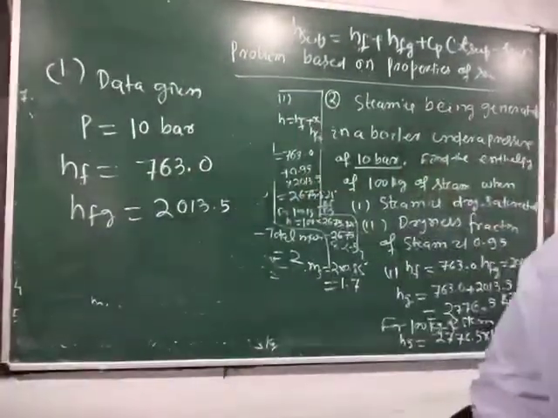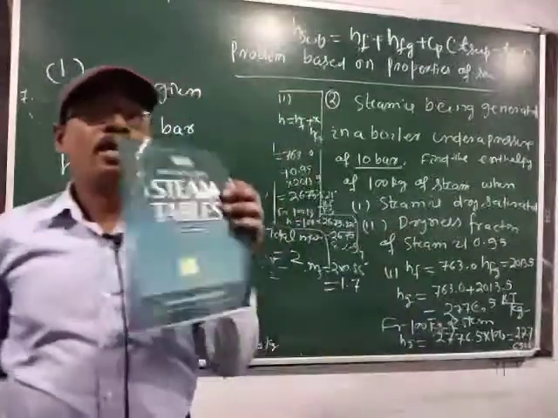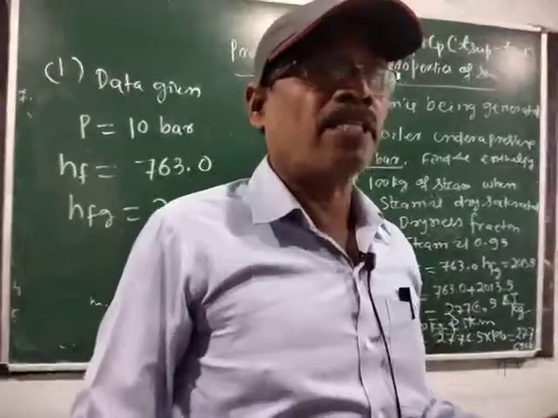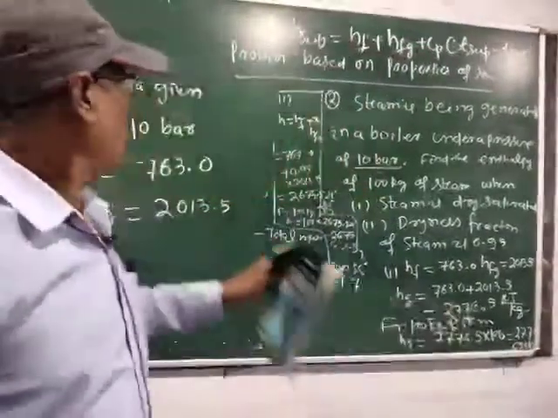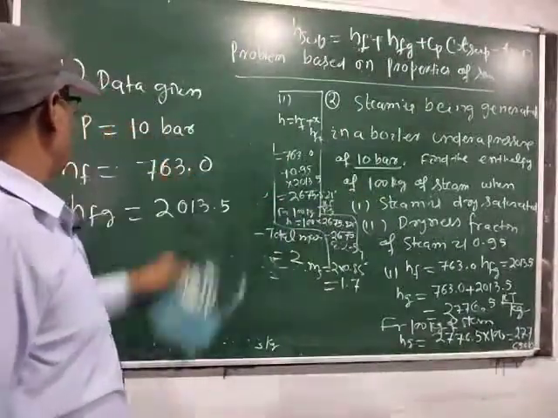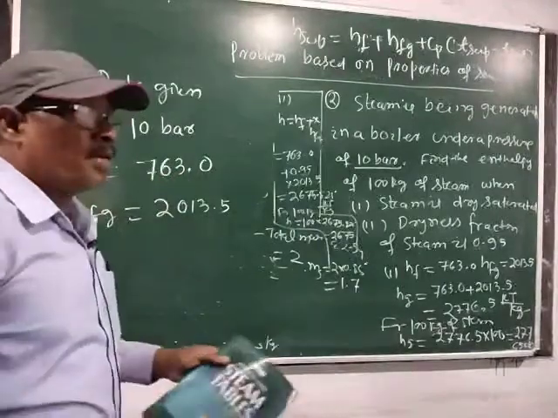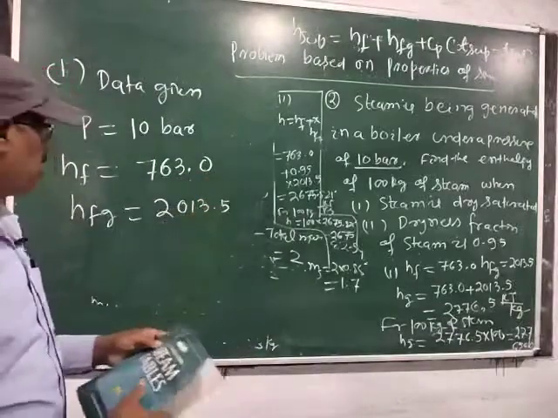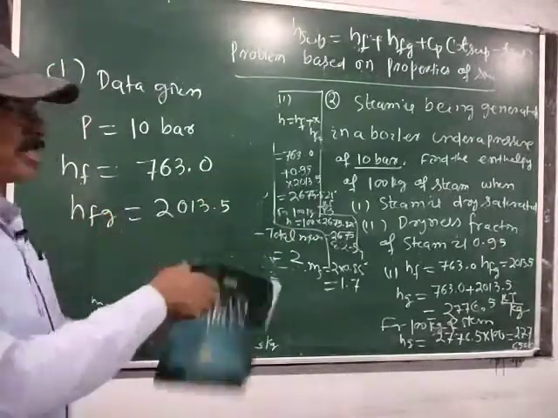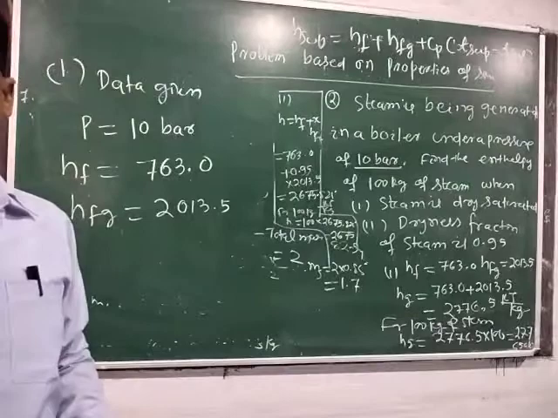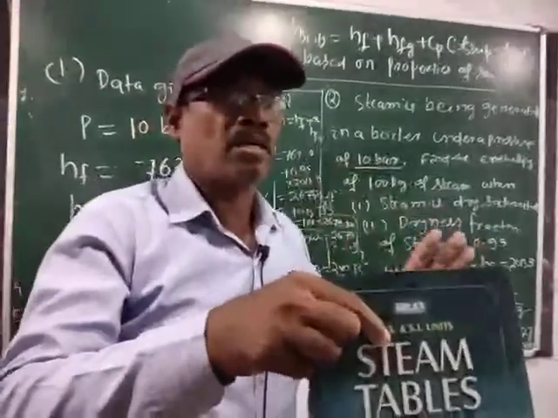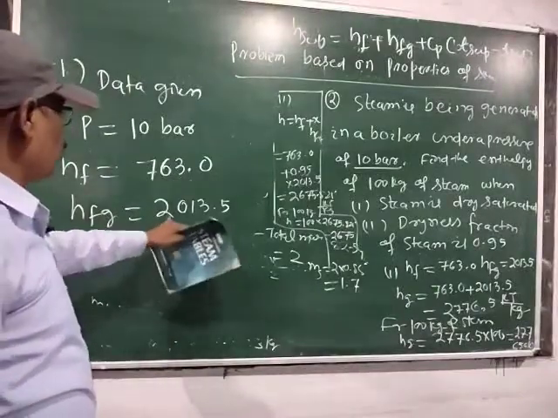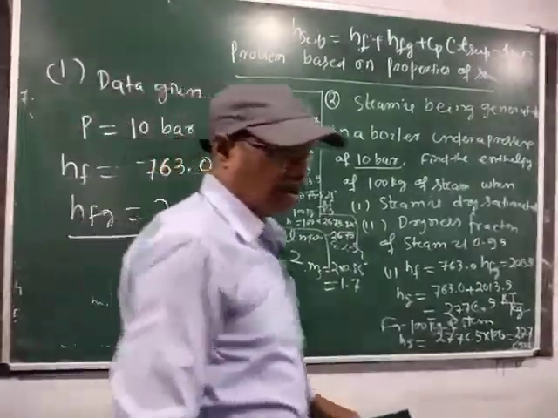From the steam table, which is essential at the time of examination, at the pressure 10 bar we find out Hf is equal to 763.0. That is from steam table. This steam table is very much essential at the time of examination. Hfg, latent heat of vaporization, 2013.5.